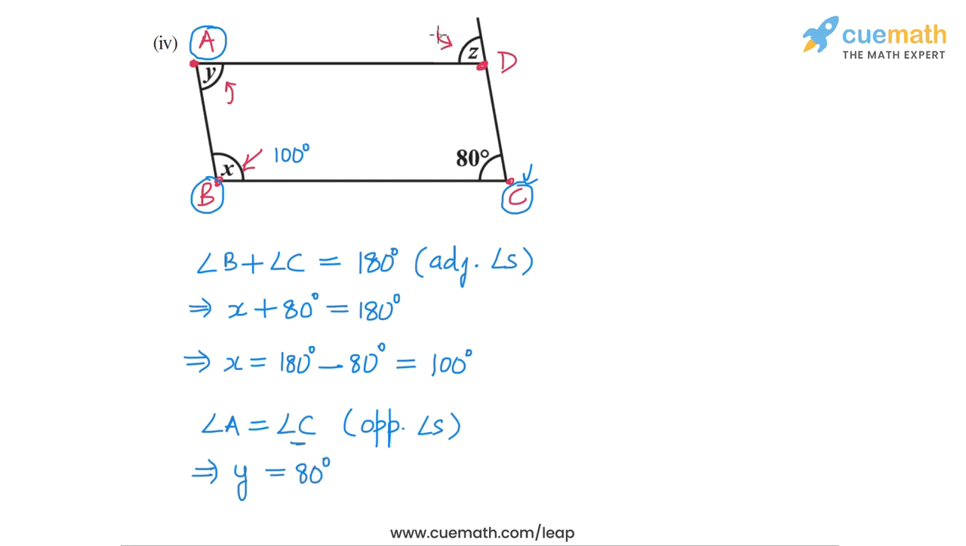Now to find the value of Z, we can do it in two ways. We can first find the interior angle at D, which is this angle here, and then we note that Z forms a linear pair with this interior angle at D. So let's do it this way.